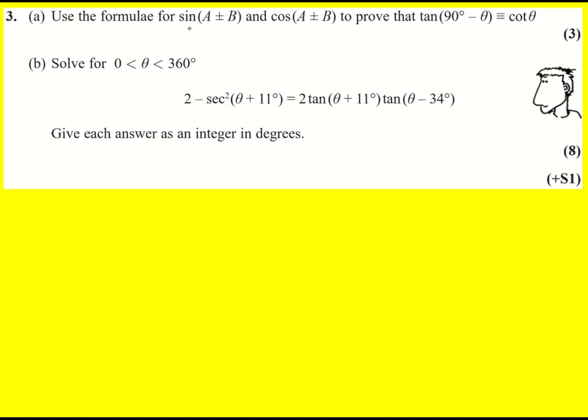Use the addition formula, essentially, to prove that tan(90 - θ) is cot θ. So I'm going to want to use tan(A - B). I'm just going to focus on that one instead of the pluses, because then I can let, in a minute, A equal 90 and B equal θ.